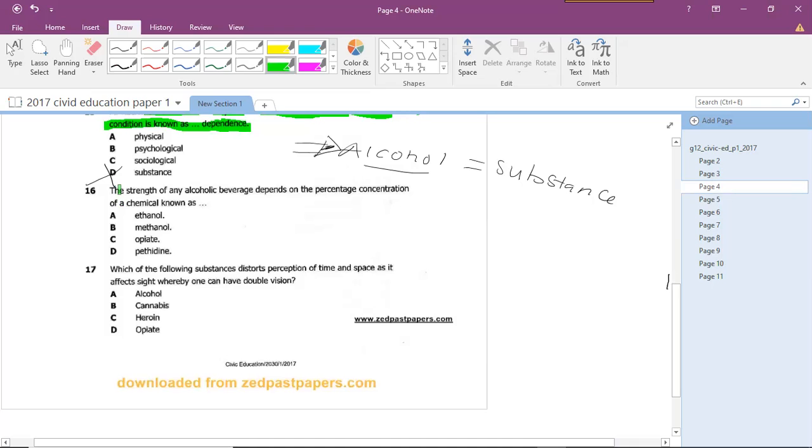So let's look at question 16. Question 16 says the strength of any alcoholic beverage depends on the percentage concentration of a chemical known as ethanol. Ethanol is the alcohol that's used in alcoholic beverages. Methanol is too concentrated, it's toxic, not good for the human body. Opiates are painkillers.